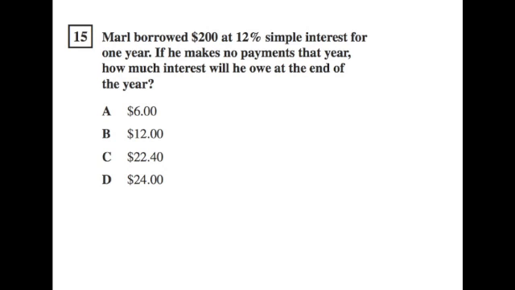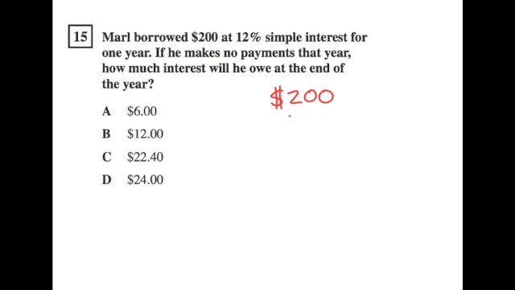Number 15. Marl borrowed $200 at 12% simple interest for 1 year. If he makes no payments that year, how much interest will he owe at the end of the year? So another 1% turning into a decimal. So I'm going to have my price of the loan, which is $200. And since it's simple interest, that means he just pays 12% a year. And he didn't make any payments, so he didn't pay it down anywhere.